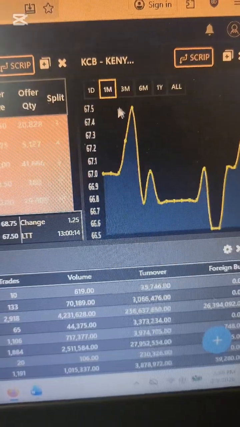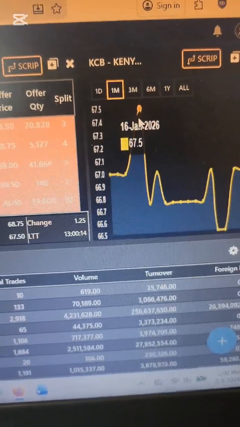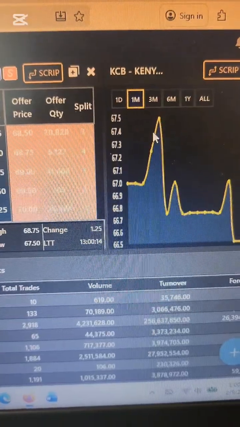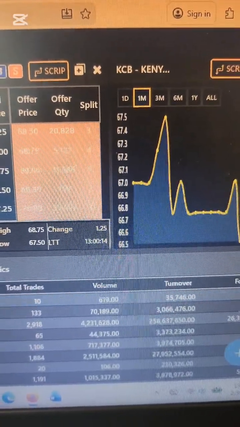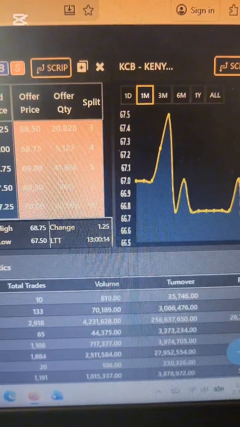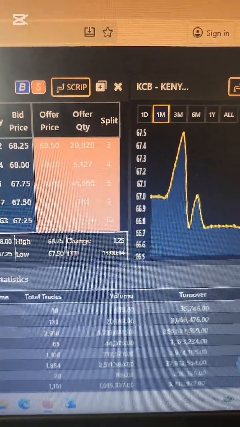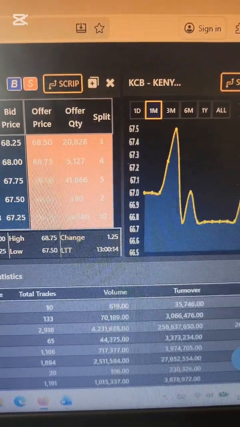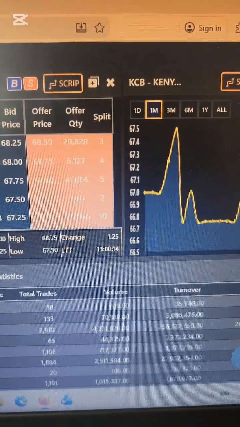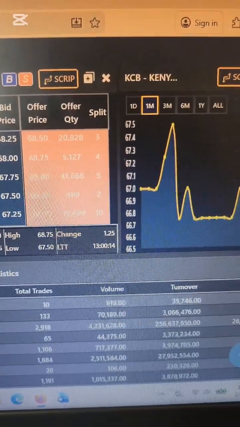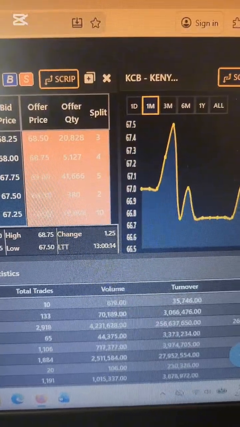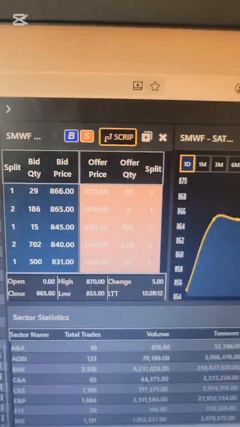So those are the disadvantages of using ZD Trader. But all in all, it's a game changer when it comes to investing in the Nairobi Stock Exchange. But before you go ahead and use it, invest in your education, learn. Whatever you're going to buy, you know what you are going for.